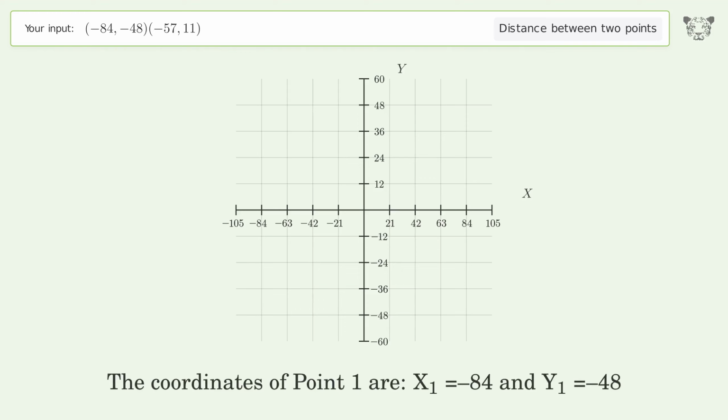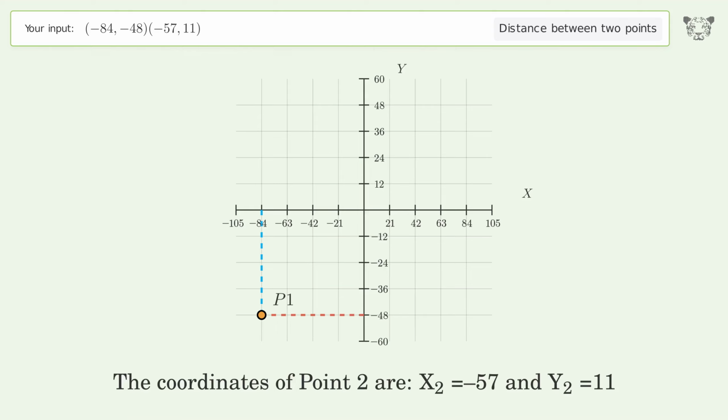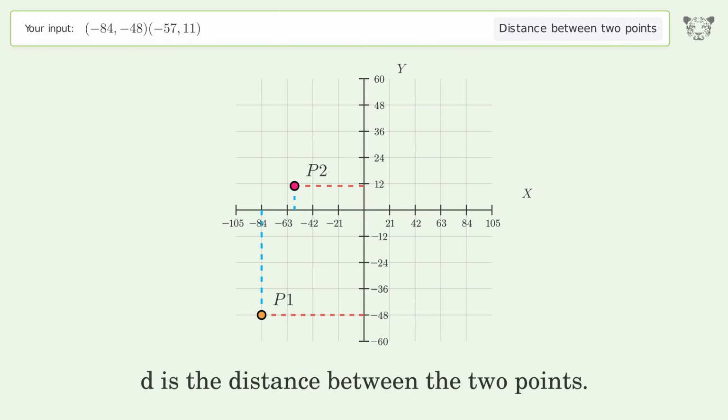The coordinates of point 1 are x1 equals -84 and y1 equals -48. The coordinates of point 2 are x2 equals -57 and y2 equals 11. D is the distance between the 2 points.